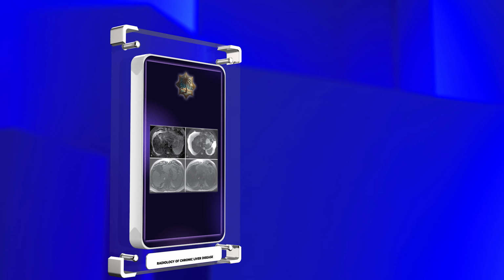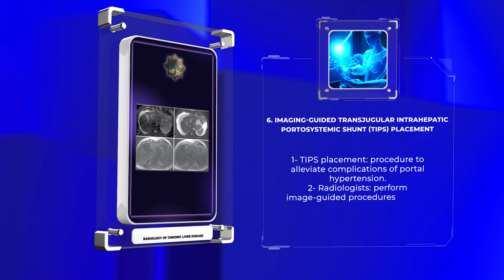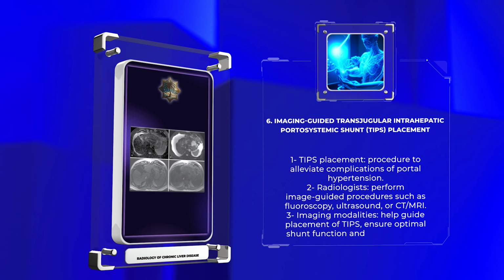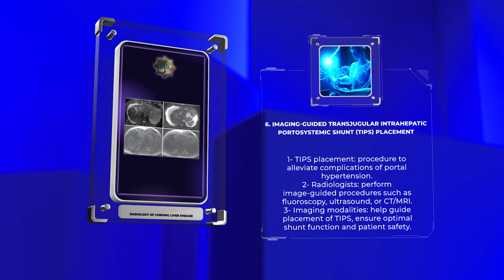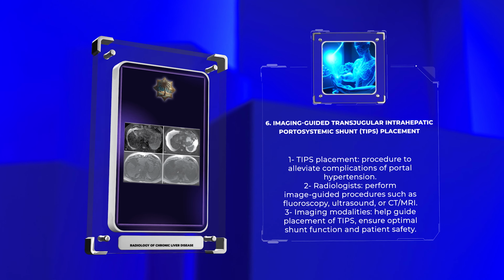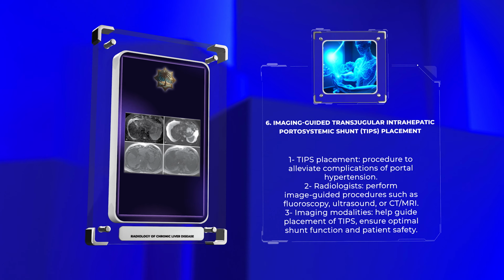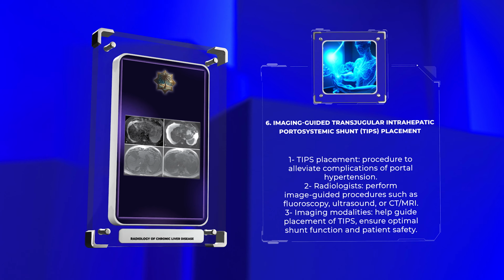TIPS placement is a procedure performed to alleviate complications of portal hypertension. It involves creating a shunt between the portal vein and hepatic vein to divert blood flow and reduce pressure within the portal system. Radiologists play a crucial role in TIPS placement by performing image-guided procedures such as fluoroscopy, ultrasound, or CT/MRI. These imaging modalities help guide the placement of TIPS and ensure optimal shunt function and patient safety.